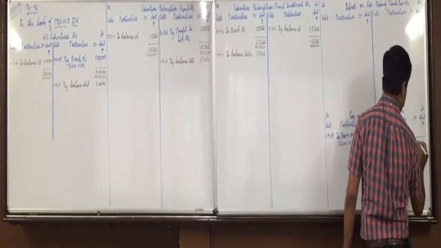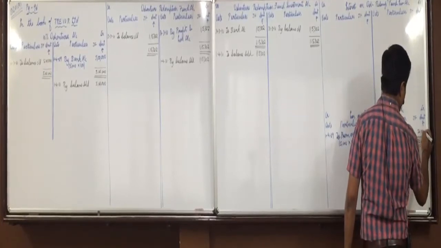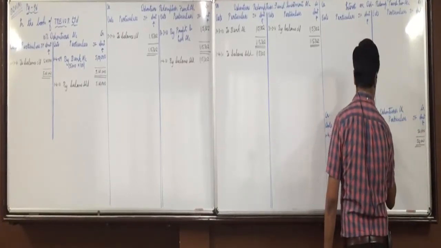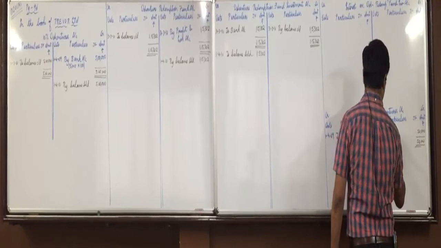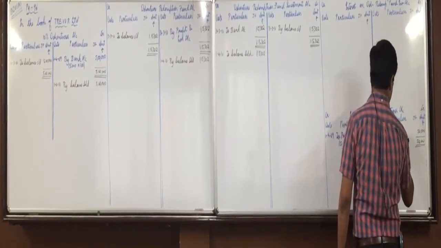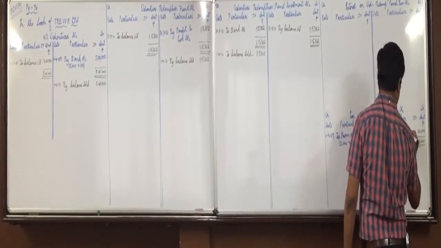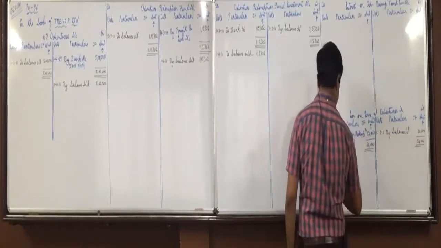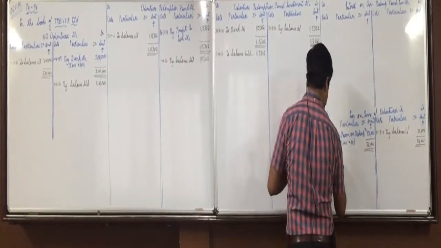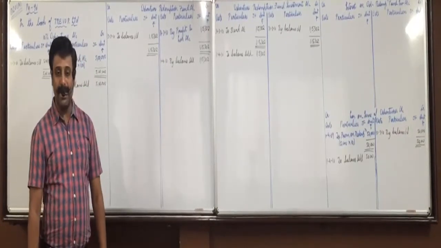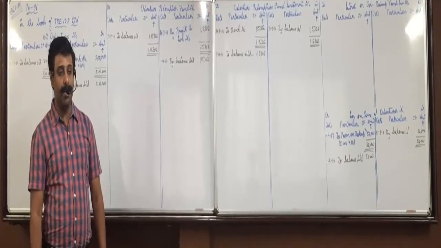By balance carried down, to balance brought down. So first year entries are done, not second year, okay? All have completed this? Correct.